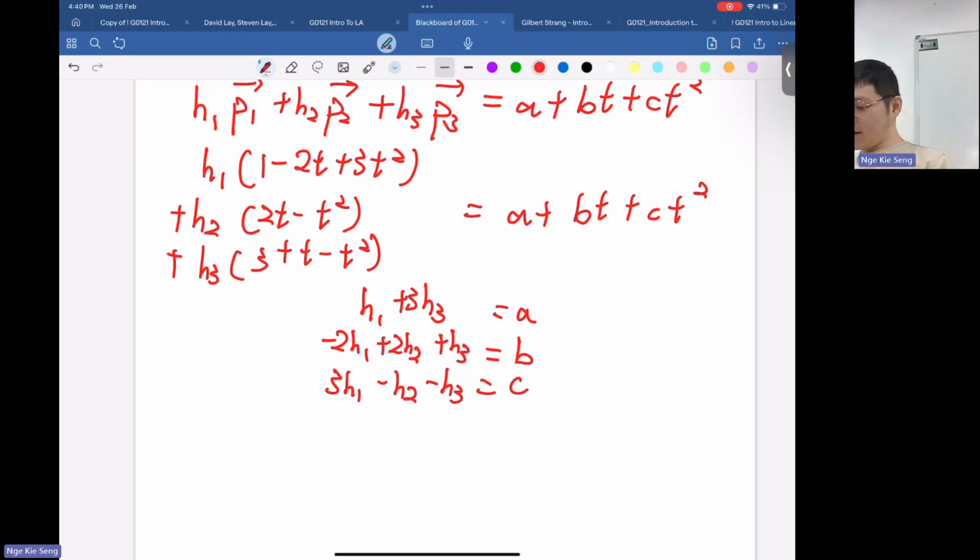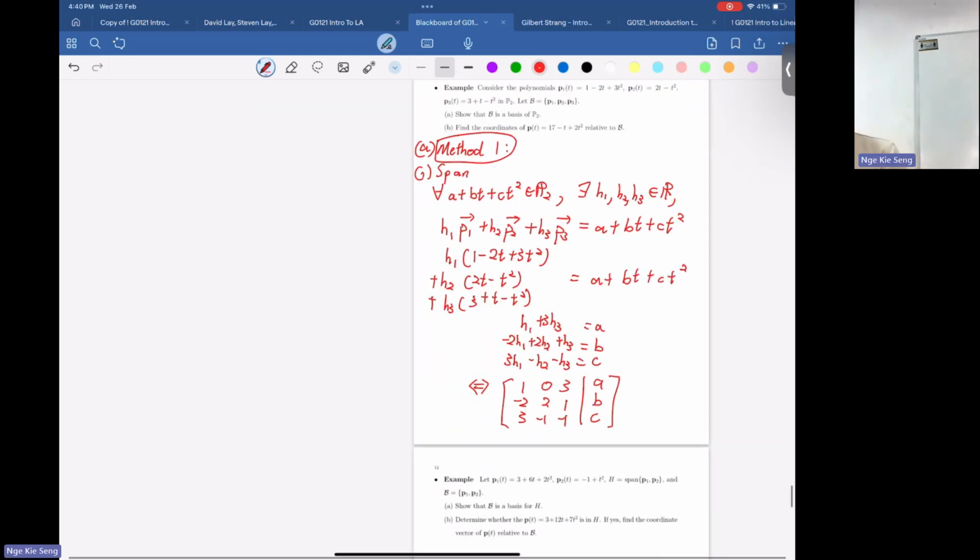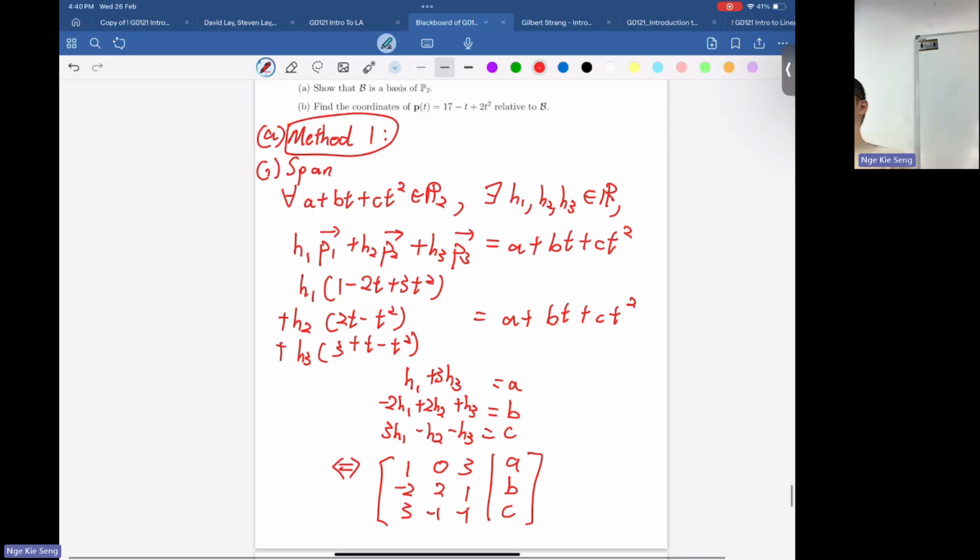Linear system. Again, you make it into an augmented matrix. Okay, so you solve this. So what's the question asking? Show that B is a basis.